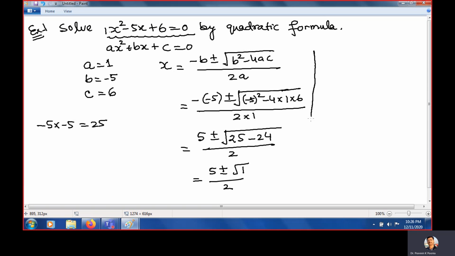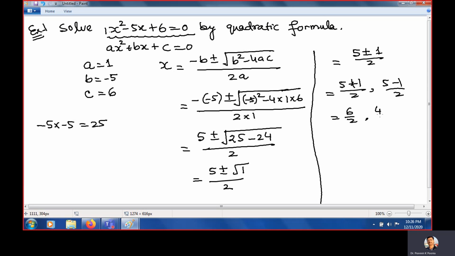And what is the square root of 1? Square root of 1 is 1. So 5 plus minus 1 upon 2. So choose one time plus and one time minus. 5 plus 1 is 6 upon 2. 5 minus 1 is 4 upon 2. 6 upon 2 is 3. 4 upon 2 is 2. So what are the roots? Roots are 2 and 3.